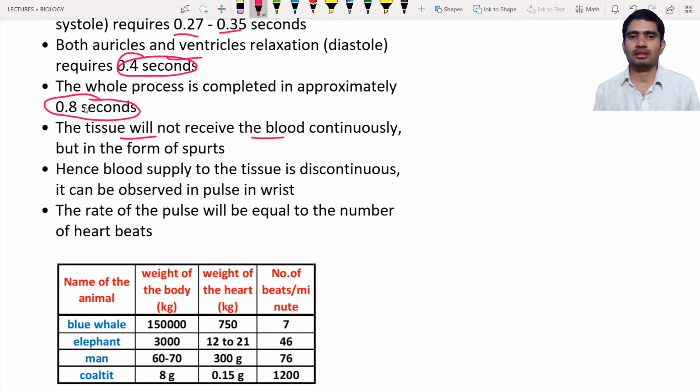Why will the tissue not receive the blood continuously? For example, if you see the pipe coming from the tap, you will see the flow of water continuously. But if you compare the artery as a pipe, in the artery you will not see continuous flow of blood. So the water pipe is different and this is different. The water coming from the water pipe is continuous, but the blood coming from the artery is not continuous.